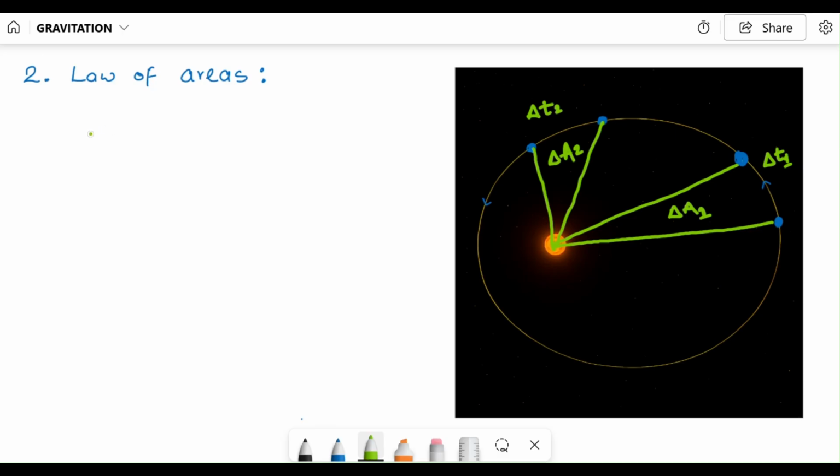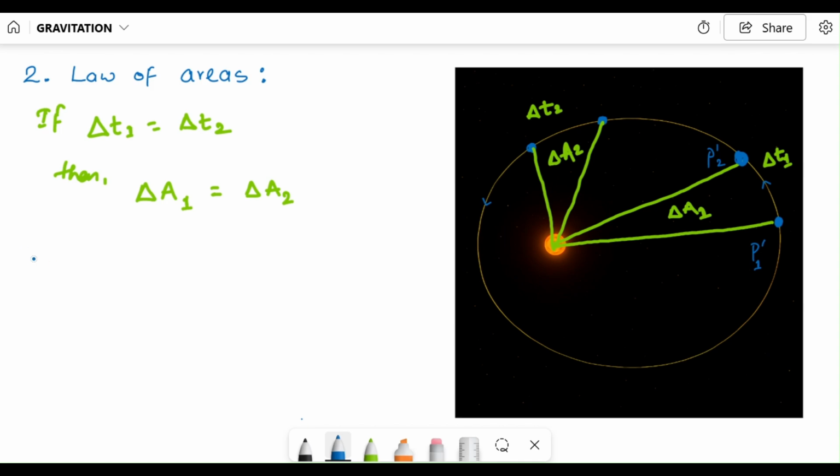Now, what does the law of areas say? It says that if delta T1 is equal to delta T2, that is, the time taken to reach from here to here is equal to the time taken to reach from here to here, if these two time intervals are equal, then the area swept, that is delta A1, should be equal to delta A2. If you express this in words, this is the law of areas, and this is a mathematical expression for the same.